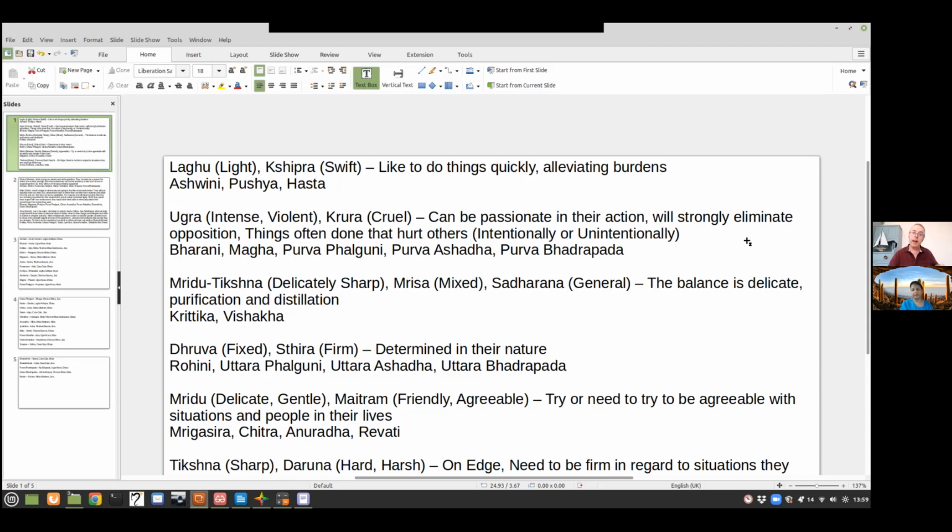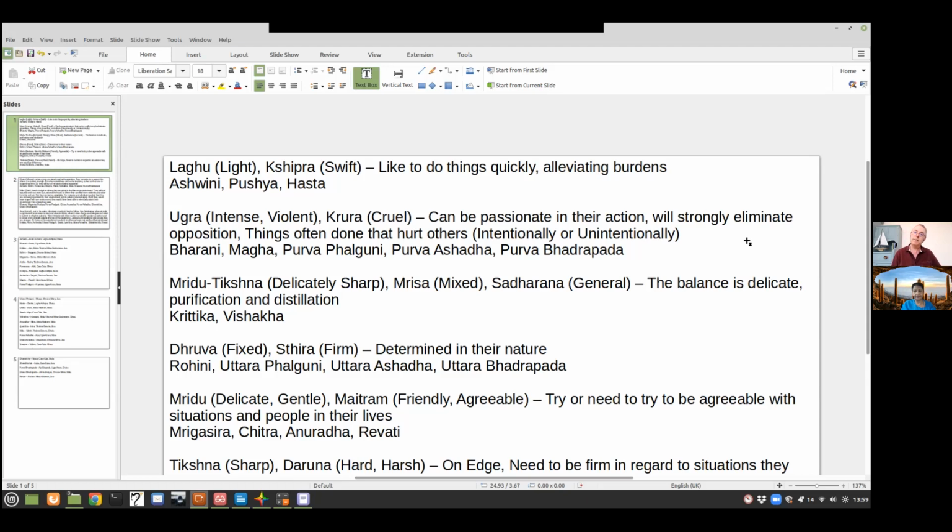So Dhruva and Sthira. Dhruva means fixed and Sthira means firm. So the Dhruva and Sthira nakshatras are very determined in their nature. And those nakshatras are Rohini, Uttara Falguni, Uttara Ashada, and Uttara Bhadrapada Nakshatra. Yes, all the Uttaras are the Dhruva and Sthira nakshatras.